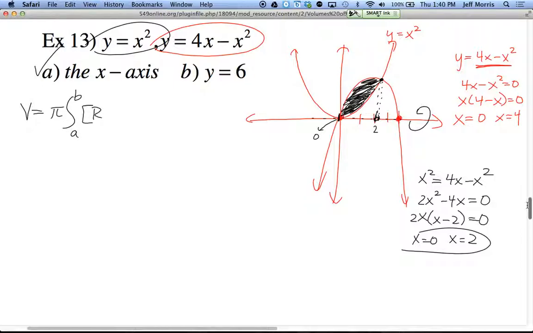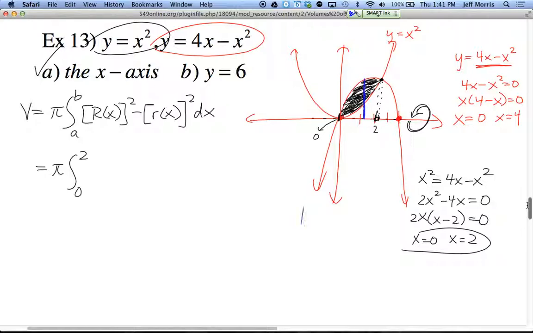I want to talk about something now that some of you probably are realizing, which is when we do top minus bottom and right minus left, you don't even have to do that. Let me explain why right now. So we're going to have pi times the definite integral from 0 to 2. When you do your outer radius, remember you're going from the x-axis. So the outer radius, we'll do it in blue this time. Outer radius would be to that function right there. From the axis of rotation to the function furthest away.